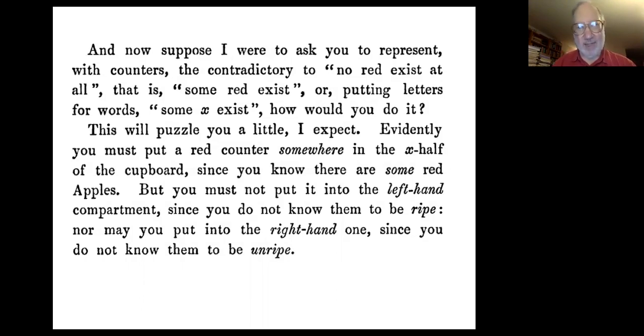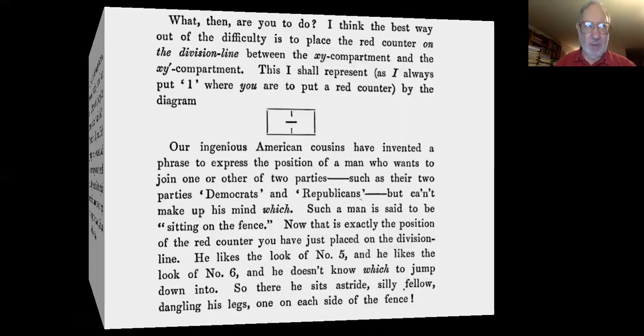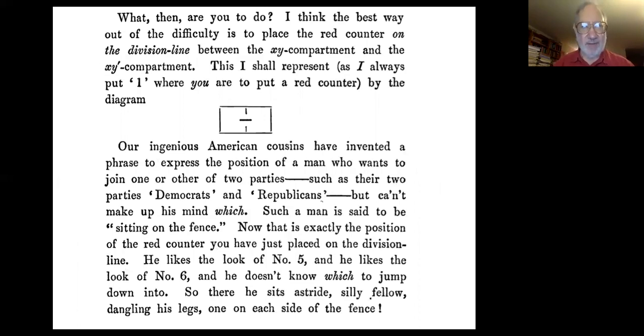And now suppose I were to ask you to represent with counters the contradictory to no red exists at all, that is, some red exists, or putting letters for words, some X exists, how would you do it? This will puzzle you a little bit, I expect. Evidently, you must put a red counter somewhere in the X half of the cupboard, since you know there are some red apples, but you must not put it into the left-hand compartment, since you do not know them to be ripe, nor may you put it into the right-hand one, since you do not know them to be unripe. What then are you to do? I think the best way out of the difficulty is to place the red counter on the division line between the XY compartment and the XY prime compartment.